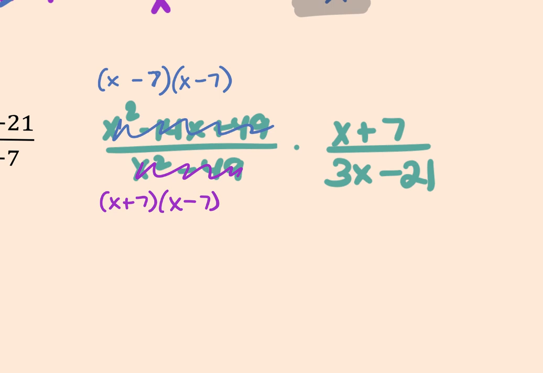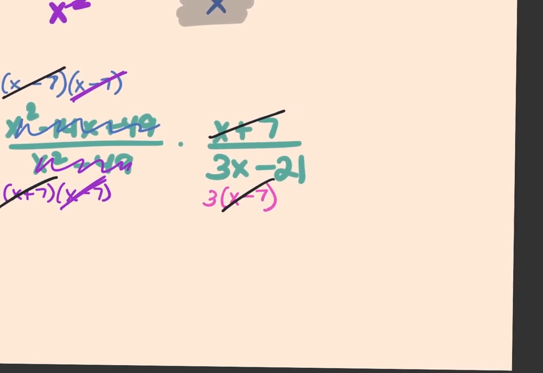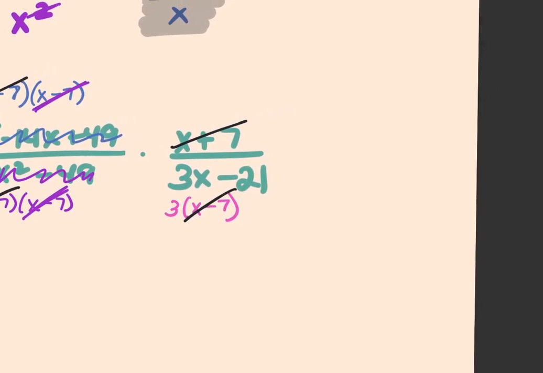The top right is already factored. The bottom right, I could take out the 3, and I get 3 times x minus 7. And then the x minus 7s cancel top left and bottom right. They would also cancel top left and bottom left. And then the x plus 7s cancel, and there is nothing left in the top or the bottom. Well, the bottom just has the 3.